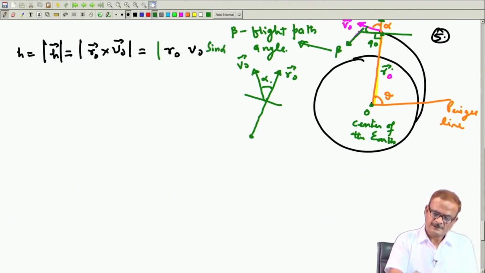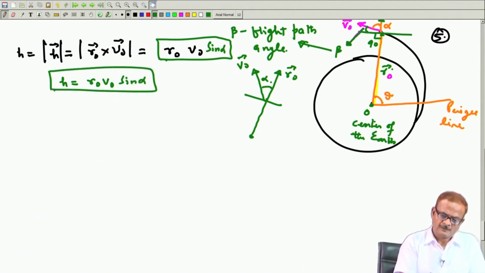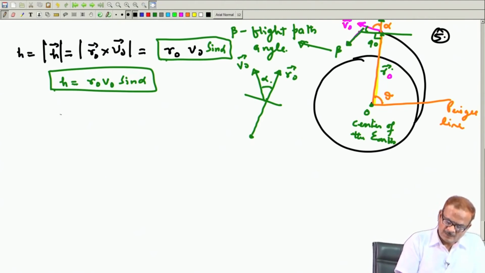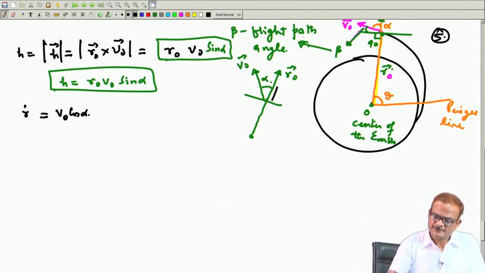So, we write here r0 v0 sin alpha. So, h is r0 v0 sin alpha. Also you can notice that v0 cos alpha can be written as r dot, which is the radial component of the velocity in this direction, and in this direction the velocity component is r times theta dot. So, along this direction r dot and here r times theta dot.